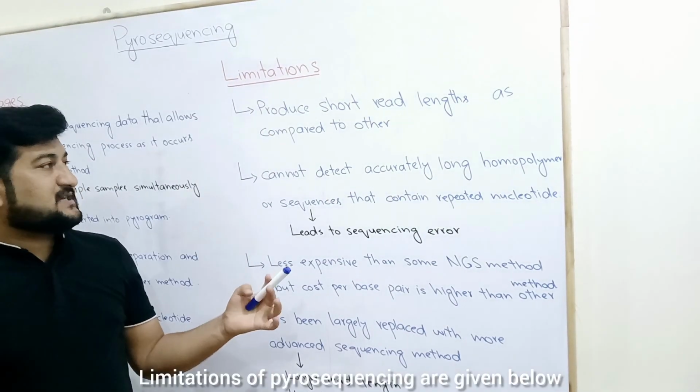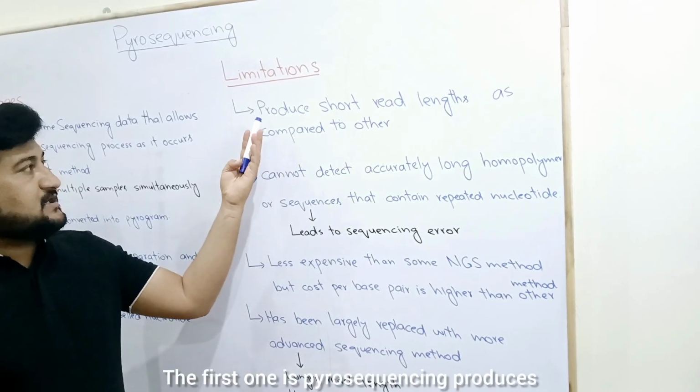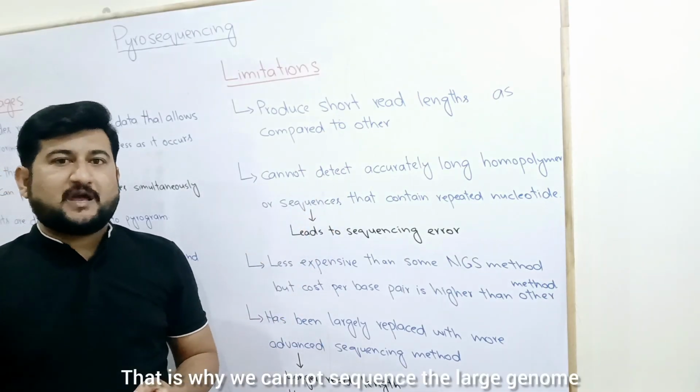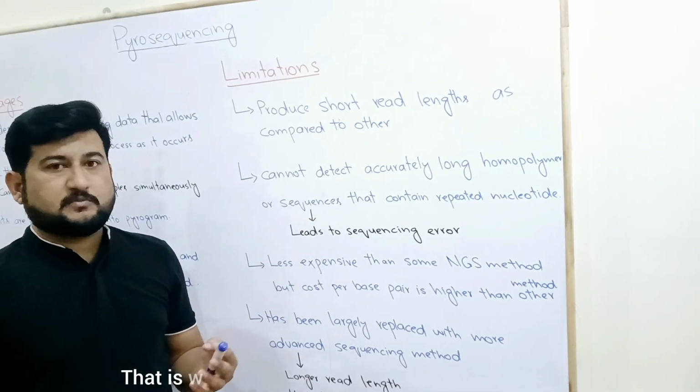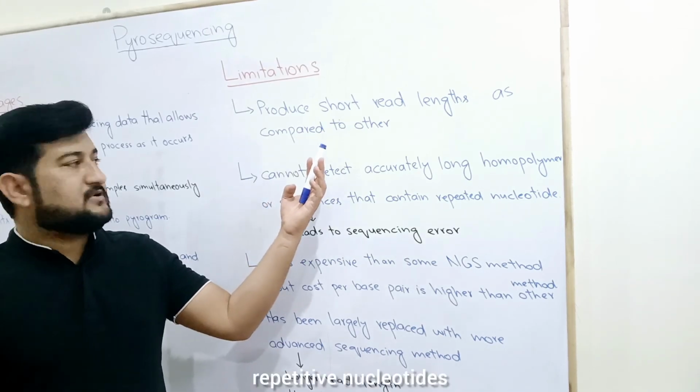Limitations of pyrosequencing are given below. The first one is that pyrosequencing produces short read length as compared to others. That's why we cannot sequence large genomes, large DNA fragments and fragments carrying repetitive nucleotides.